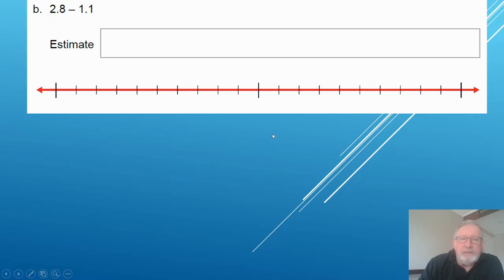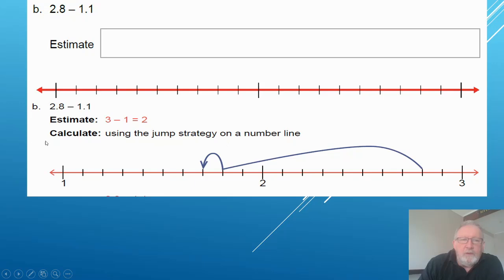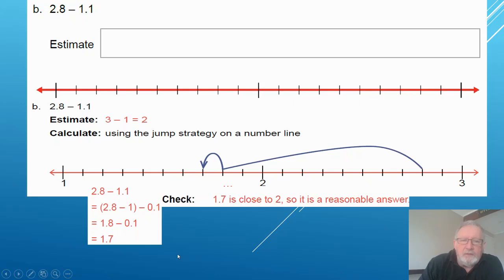How'd you go? Let's see. All right, as I said, 2's in the middle. So 1, 2, 3. 2 and 8 tenths is the second last mark here in this section. We jump back 1 and then 1 tenth. So I end up at 1 and 7 tenths. 1 and 7 tenths is close to 2, a reasonable answer. So that's using the jump strategy on a number line.